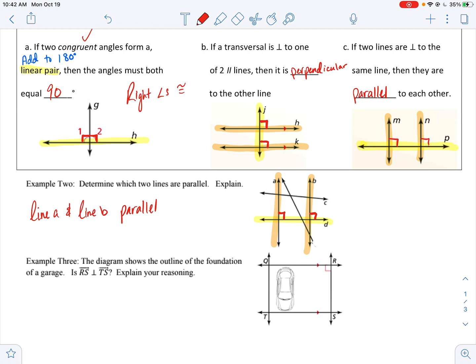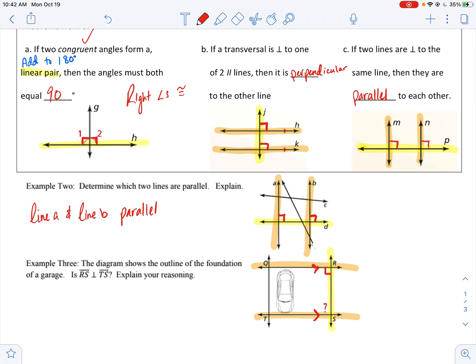Okay, in our second example, the diagram below shows the outline of a garage. We're given that these lines are parallel. I'm given a right angle. So these are my parallel lines. I'm given a right angle here. And they want me to tell them, is RS going to be perpendicular to TS? So does that form a right angle? Why or why not? And think about what is that angle? How does that angle relate to my right angle?